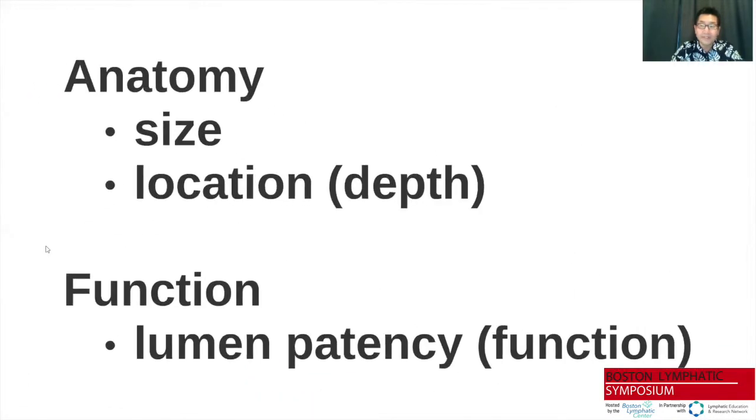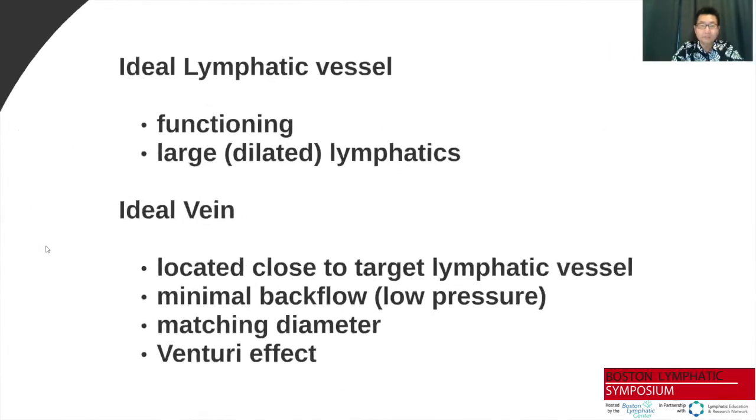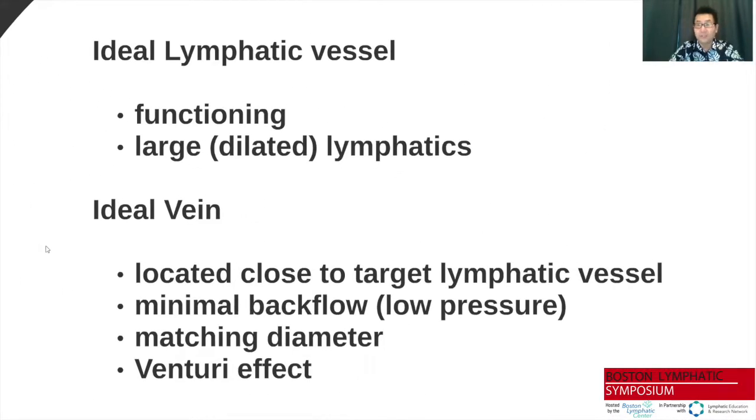Again, we know that the deeper collecting lymphatic vessels are located deep to the subcutaneous fat. So knowing that, we're able to target our search in that vicinity and try to find a larger diameter lymphatic vessel that is functional. Now, the ideal vein, of course, always has to be near the lymphatic vessel, which makes it easier to do. And if there's no backflow, that would be great.